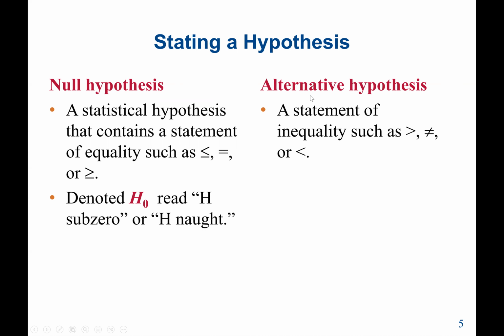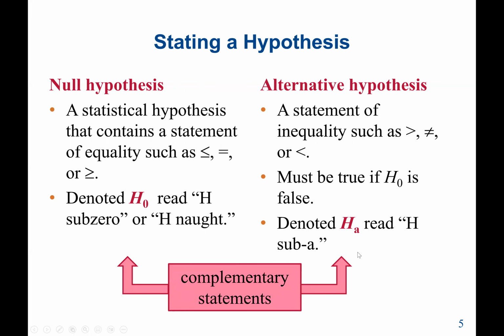Now, the next one will be the alternative hypothesis. So the alternative hypothesis always will go against the null hypothesis. Again, the null hypothesis is our claim. So the alternative hypothesis can have a statement of inequality, such as greater than, not equal, or less than. And it must be true if H0 is false. And also we normally use the symbol HA, or we can read it as H sub A.